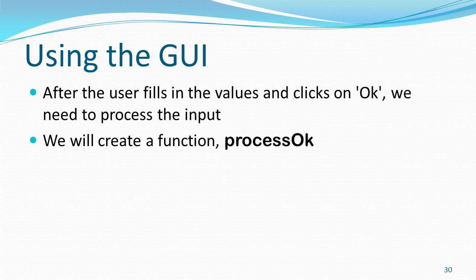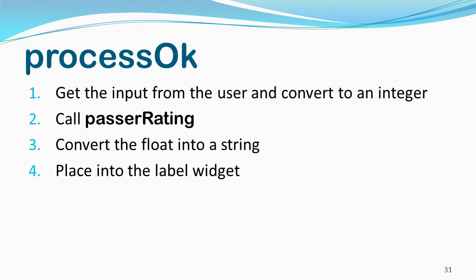So now we're going to use our GUI. After the user fills in the values and clicks on OK, we need to process that input. So we're going to create a function which we will call process OK. Now process OK will get the input from the user and convert it to an integer. Then we're going to call passer rating. Passer rating will give us a float, and we have to convert that into a string, and then we'll place that into the label widget.